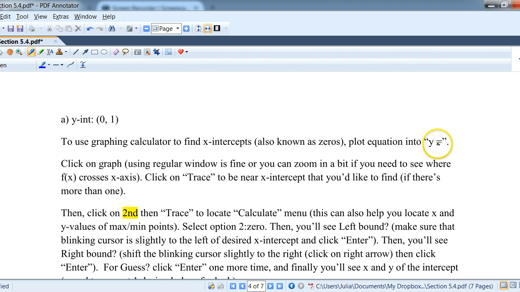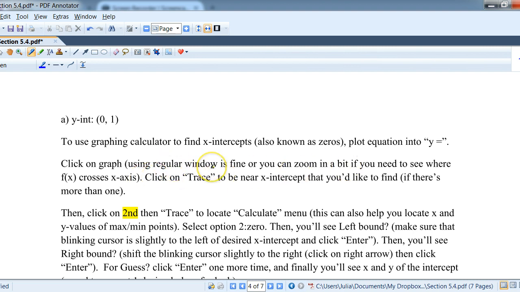First plot the equation into y equals 2 as if you were to graph. You may want to do that anyway. Then click on graph. It's okay if you don't see the overall graph. The max and min may be cut off depending on the window, but I typically use a regular window.